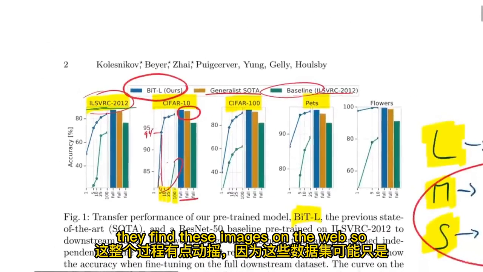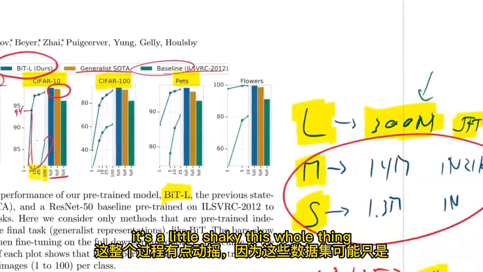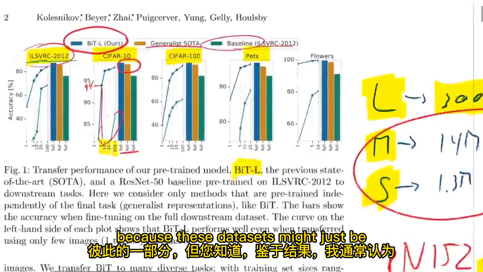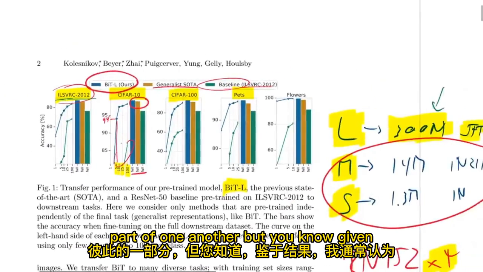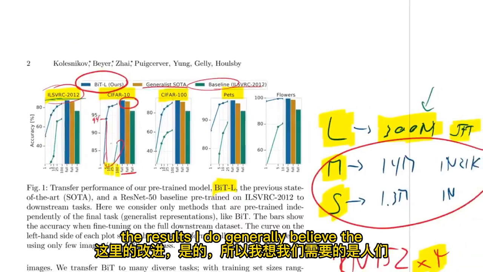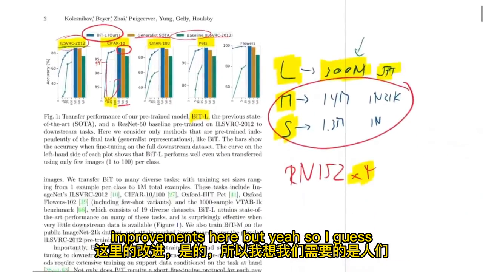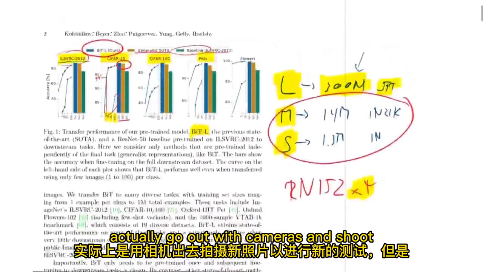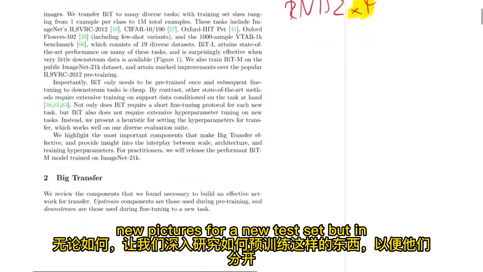And then they find these images on the web. So it's a little shaky, this whole thing, because these data sets might just be part of one another. But, you know, given the results, I do generally believe the improvements here. But yeah, I guess what we'd need is people to actually go out with cameras and shoot new pictures for a new test set.